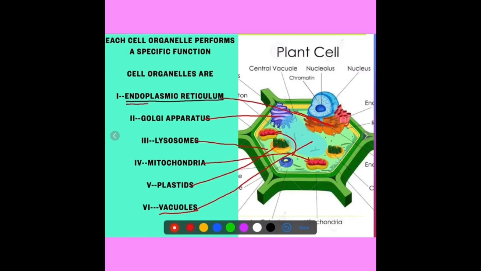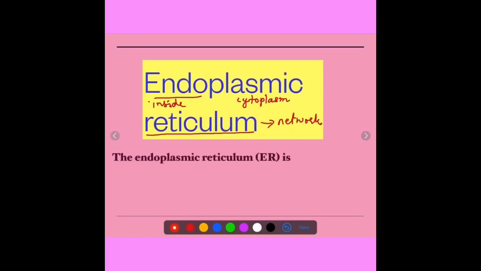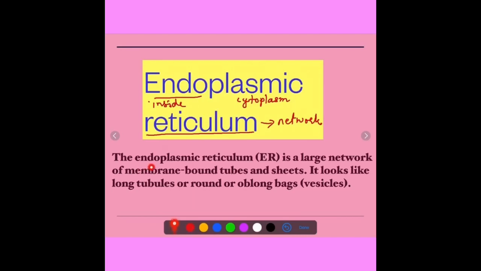So the first one is the endoplasmic reticulum. What does this word endo mean? Endo means inside, and plasmic, of course, refers to cytoplasm. And where is the cytoplasm present? It is present inside the cell. What does reticulum mean? This is a Latin word and it means network. So endoplasmic reticulum is a large network of membrane bound tubes and sheets. It looks like long tubules or round or oblong bags which are called vesicles.